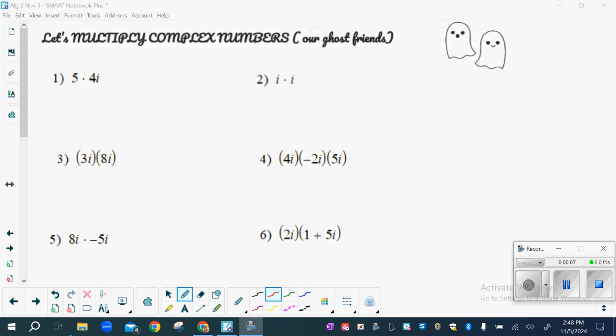So we've got complex numbers. The letter i is imaginary. Okay, so i times 4i is going to be 20i. That's right.